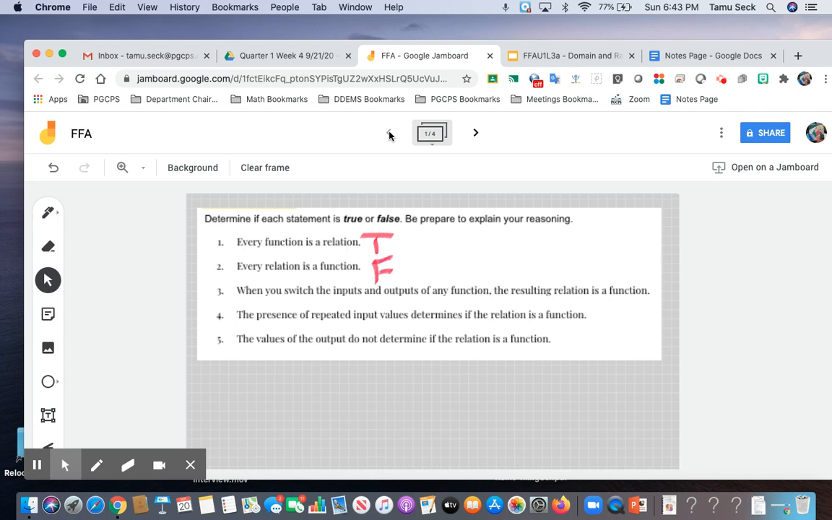Okay, now, when you switch the inputs and outputs of any function, the resulting relation is a function. Well, remember, a relation is a function if for every input there's exactly one output. So that is false. The presence of repeated input values determines if a relation is a function. That is true because for every input, there's exactly one output. So if the input is repeated, then it's not a function. The values of the output do not determine if the relation is a function. That is also true. It is the values of the input that determines if a relation is a function.